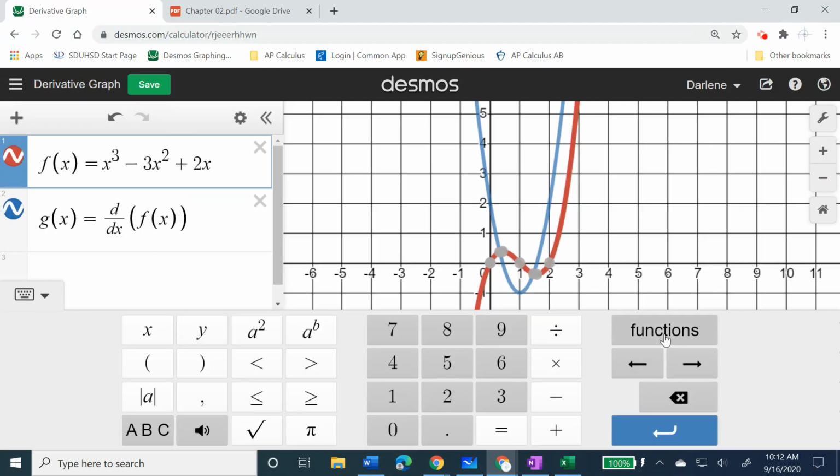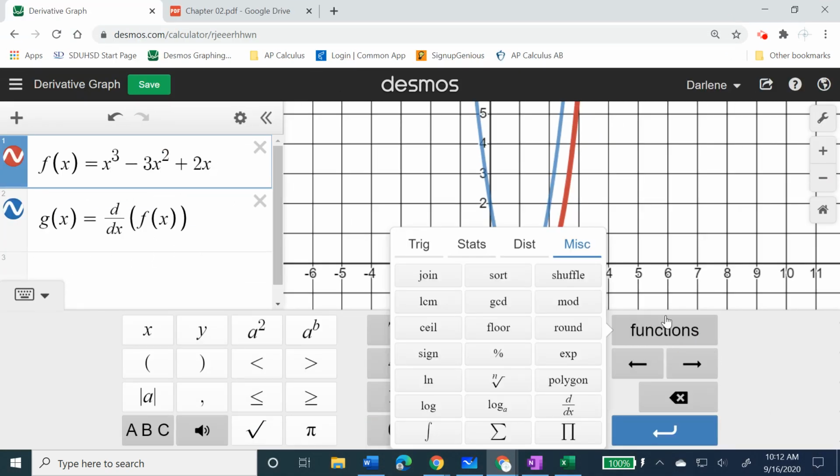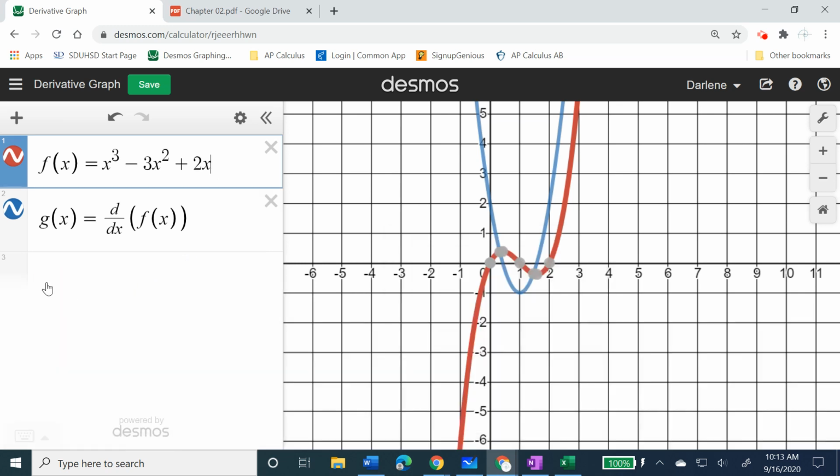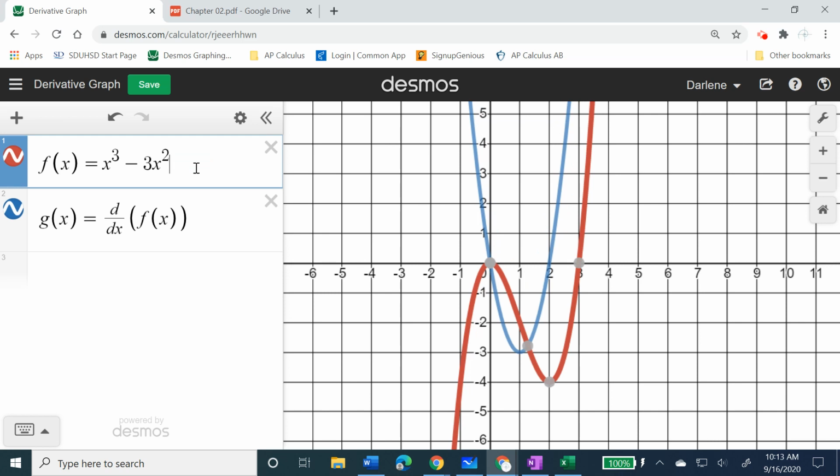Okay, in here you have a function menu. Under miscellaneous, do you see where the hand is? You can do d/dx. But know that this is the way that Desmos works with creating it. You can put down any function you so desire, and it will immediately change the derivative graph for you.